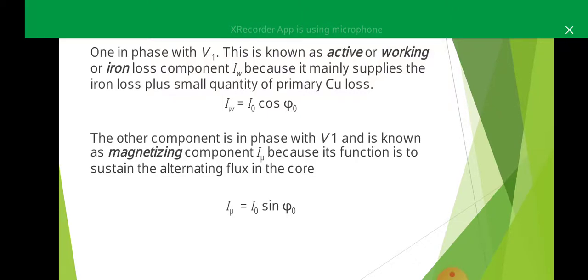So basically, I0, the no load current, has two components. One component is in phase with V1 and it mainly supplies the iron losses plus a small amount of copper losses. The other component is in phase with the flux and is called the magnetizing component I_mu, and its function is to sustain the alternating flux in the core.